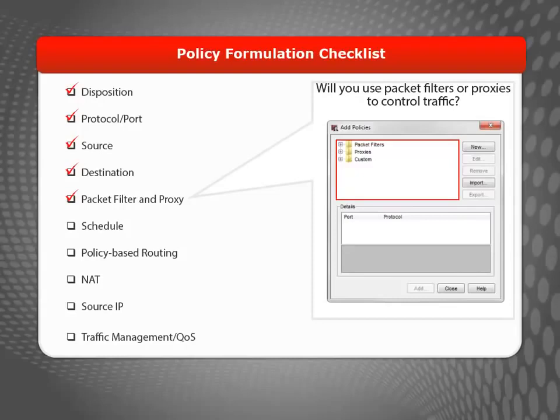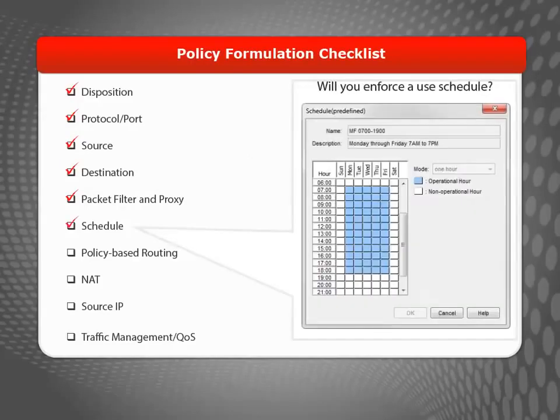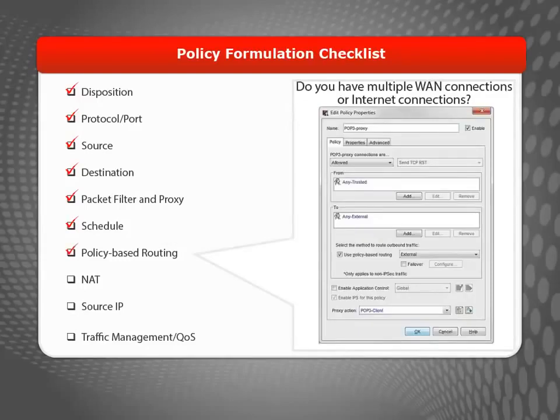Proxy policies are available as an option for TCP, SMTP, POP3, HTTP, HTTPS, and FTP connections. You can use policies to enforce a schedule. For example, you can configure a particular policy to be operational only during business hours or only after business hours. If you have multiple wide area network connections or multiple connections to the internet, you can use policy-based routing. For example, browsing goes to ISP1, VPN traffic goes to ISP2, and so on.